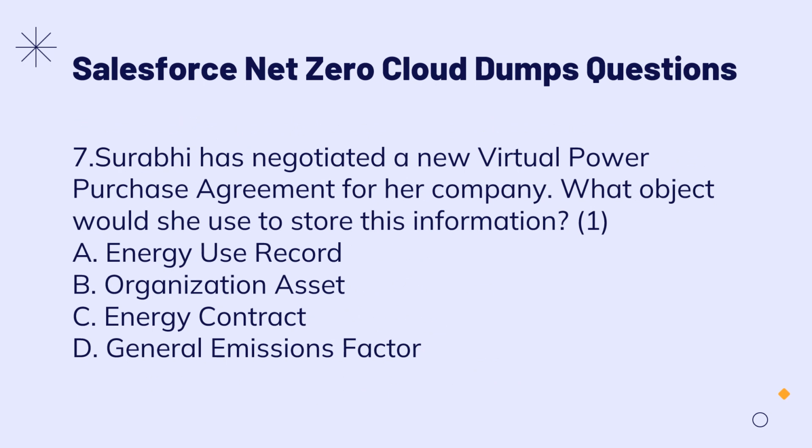7. Sarabi has negotiated a new virtual power purchase agreement for her company. What object would she use to store this information? A. Energy use record. B. Organization asset. C. Energy contract. D. General emissions factor.